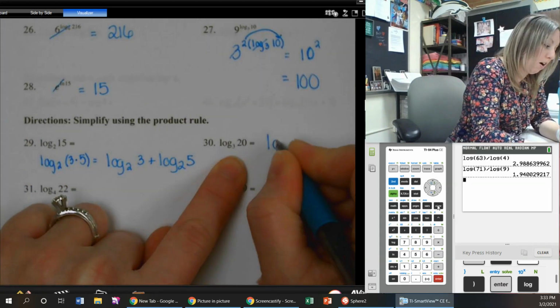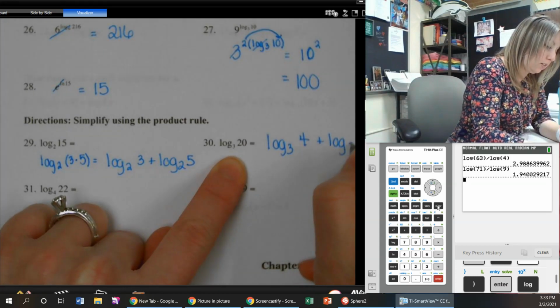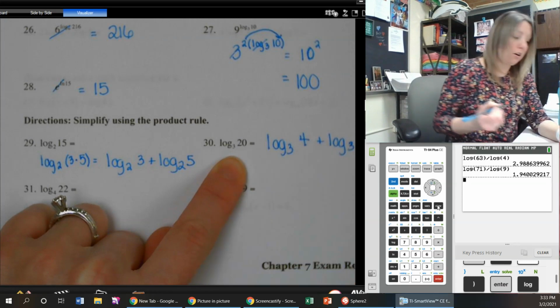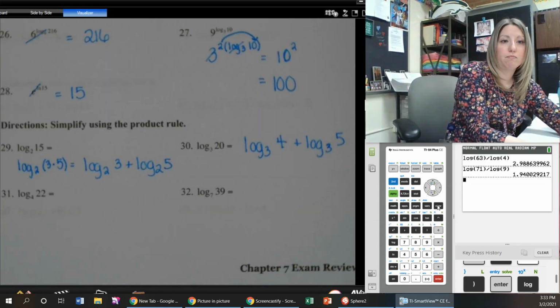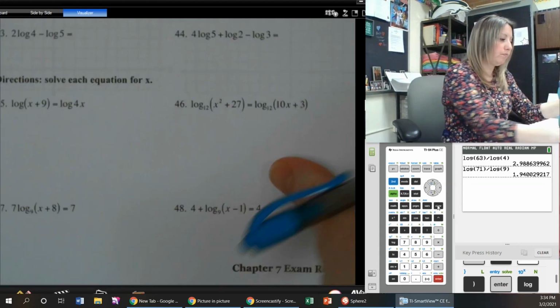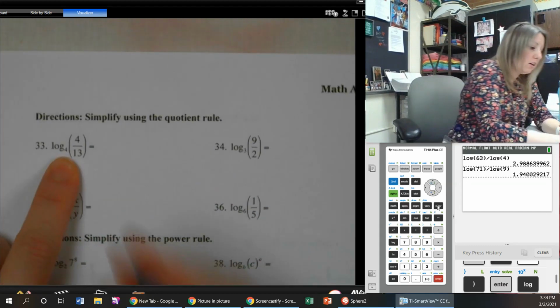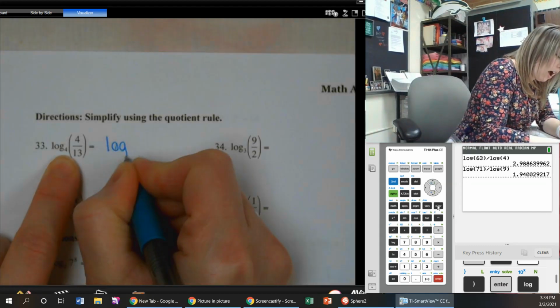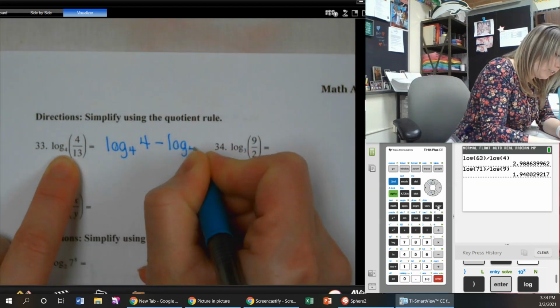So this one would be log base 3 of 4 plus log base 3 of 5, because there's two products of 20. Okay? Then quotient rule would be subtracting, it's the opposite, right? So log base 4 of 4 minus log base 4 of 13.